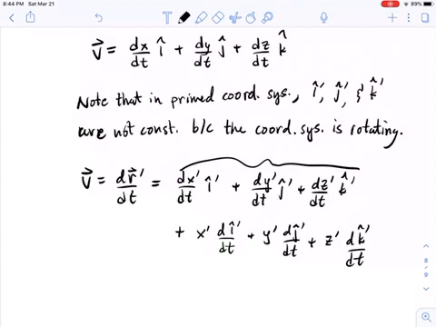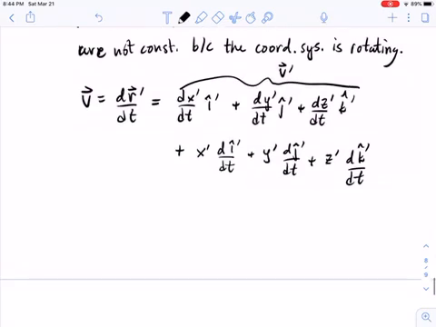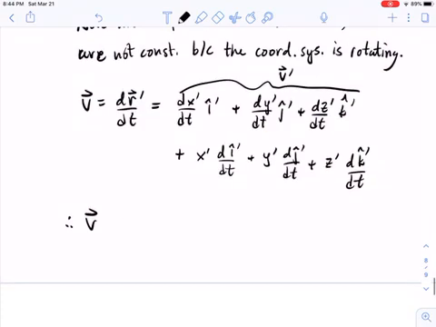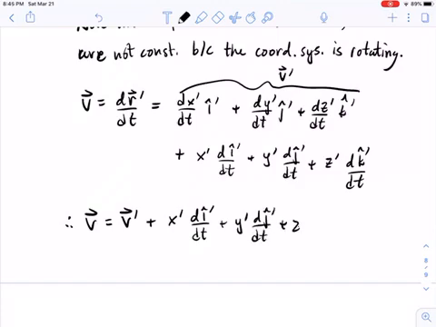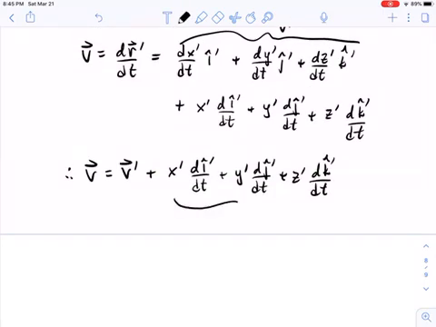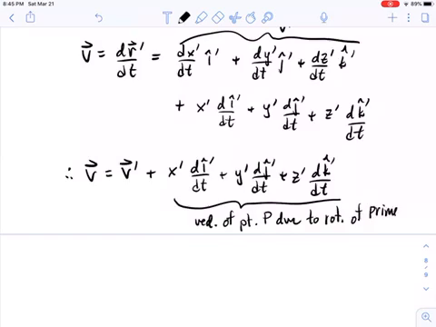This first set of terms is just the velocity in the primed system. So what we have so far is v is equal to v prime plus x prime di hat prime dt plus y prime dj hat prime dt plus z prime dk hat prime dt. These additional terms are the velocity of point P due to the rotation of the primed reference frame.